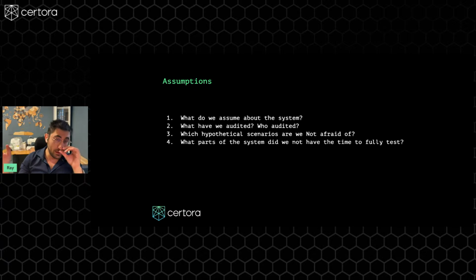Assumptions. This is where we left off a second ago. What do we assume about the system? If you're using, for example, a package, a protocol, a program, a library that somebody else has developed, and maybe it's standard for the system, but you haven't actually audited it, you don't know what's happening there. It could be that you're not integrating with it correctly. So that would be an assumption.